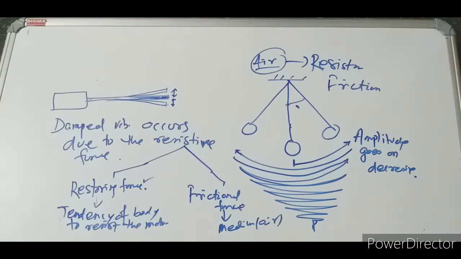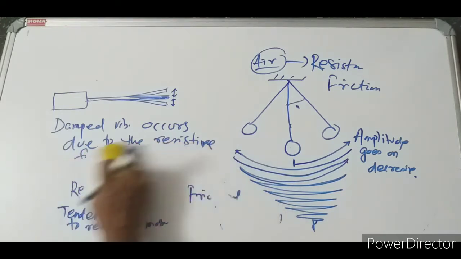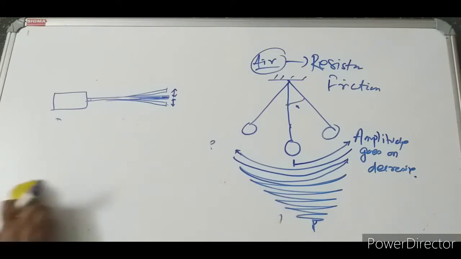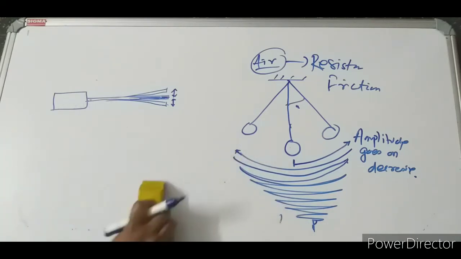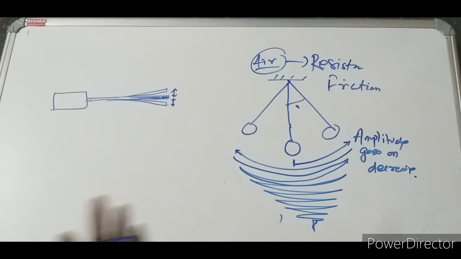So what happens when these forces are acting? Whether it is the resistive force or the restoring force acting on the body, it has a tendency to overcome the resistance force. Another one is the frictional force. So why is the motion stopped?